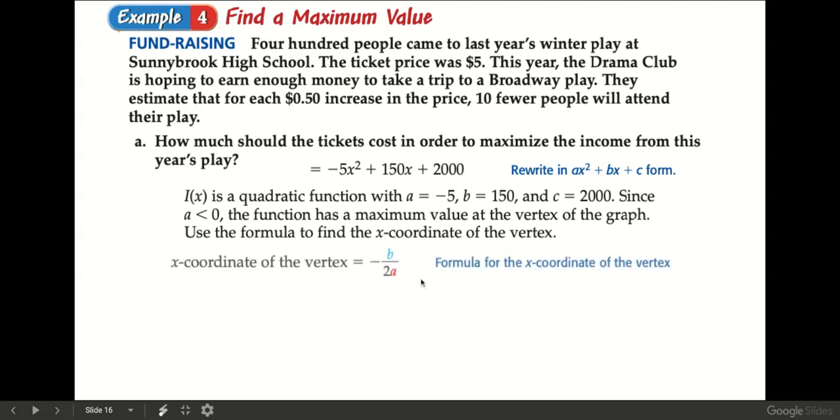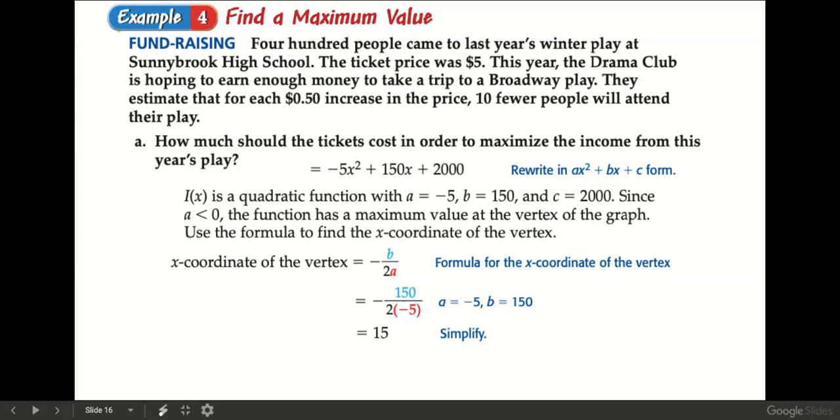The vertex is going to be located along the axis of symmetry. So I'm going to use my equation for axis of symmetry, negative b over 2a. I know my b value is 150 and my a value is negative 5. So now we can simplify, right? 2 times negative 5 is negative 10. A negative times a negative is a positive. So 150 divided by 10 is going to be 15. So now I know that the x coordinate for my vertex is 15.